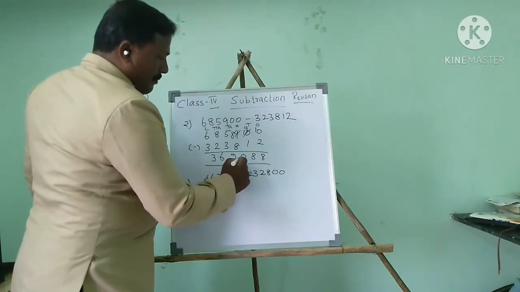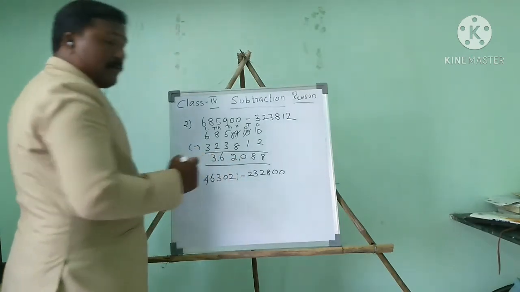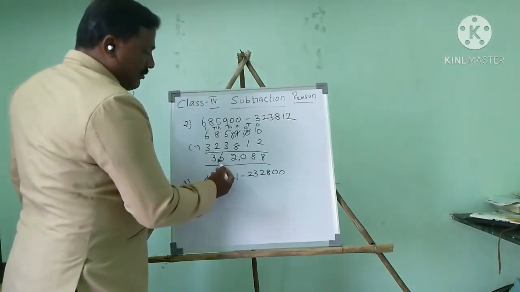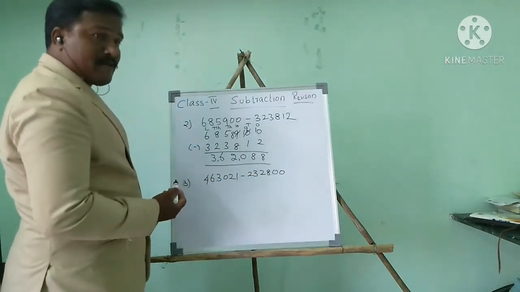So we will put a comma here as per the Indian place value system. So how can we read: ones, tens, 100, 1000, 10,000, lakh. So what's the difference?